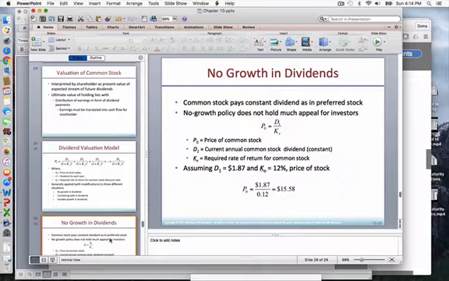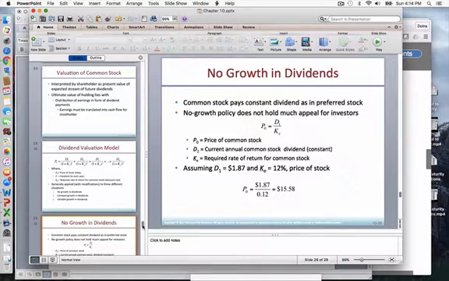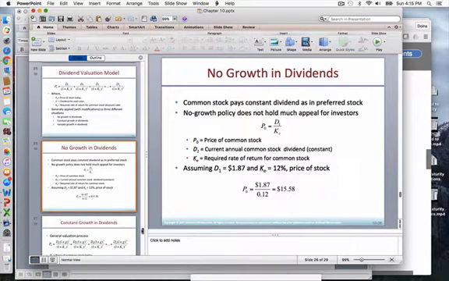So we have here the formula, the present value of different dividends. You see they are not necessarily the same, but the general formula is the same: the present value of all future dividend payments. They can have no growth in dividends, which would be the same as preferred stock payments. Constant growth in dividends, where every year they grow by 2, 3, 4%. Or variable growth in dividends, which requires more complex calculations. So the first case is valuation of common stocks with no growth in dividends.